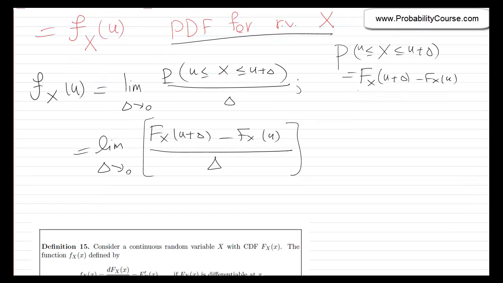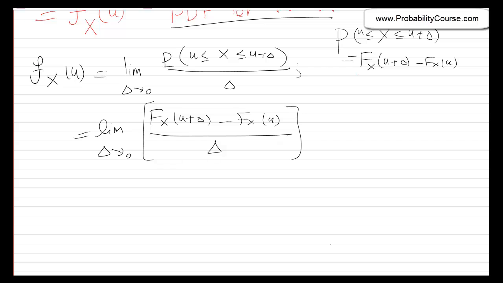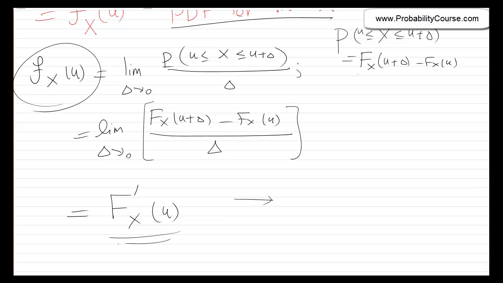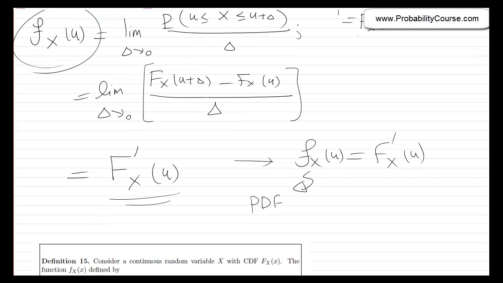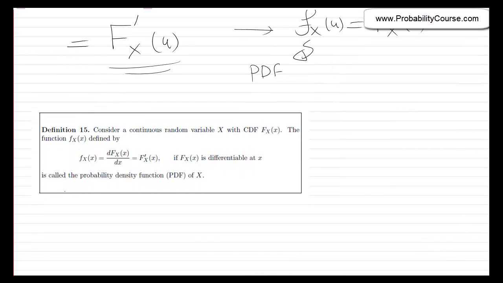Now if you look at this from calculus, we see that this limit is in fact the definition of the derivative of the CDF. So this is equal to the derivative of the CDF at point u, of course, if the CDF is differentiable at that point. So the PDF is in fact the derivative of the CDF. So f_X(u), which we define as the probability density function for random variable X, is the derivative of the CDF. And we can provide this as a definition for the PDF.